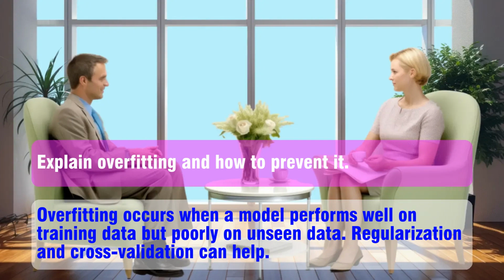Explain overfitting and how to prevent it. Overfitting occurs when a model performs well on training data but poorly on unseen data. Regularization and cross-validation can help.